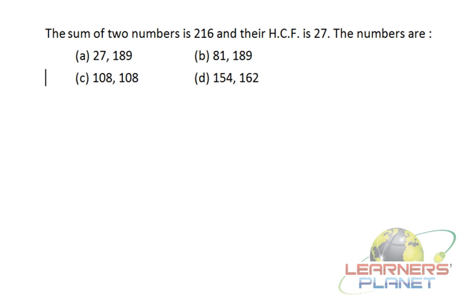Now let's see this problem. In this case, the sum of two numbers is 216 and their HCF is 27, and we have to find out the numbers. Since the numbers are given in the options, let's check which of them make the sum 216. Let's see the first option. It's 189 plus 27, that is 216. Okay, and their HCF is also 27, since 189 is a multiple of 27. So A will be the correct choice.